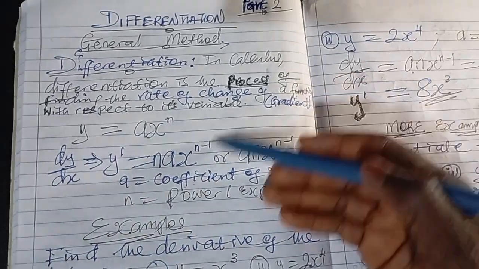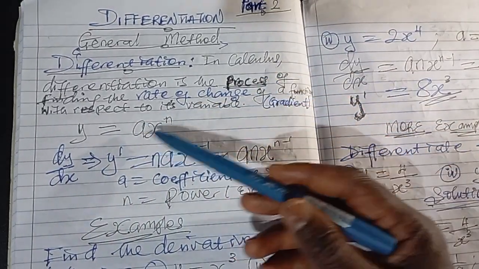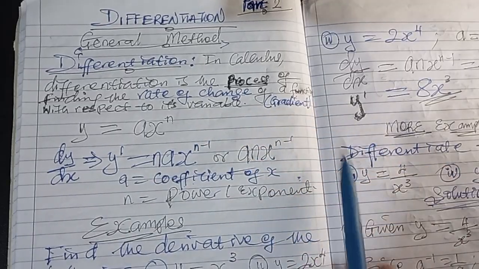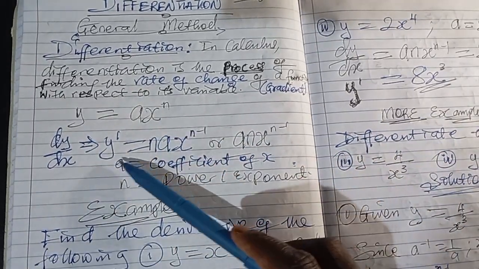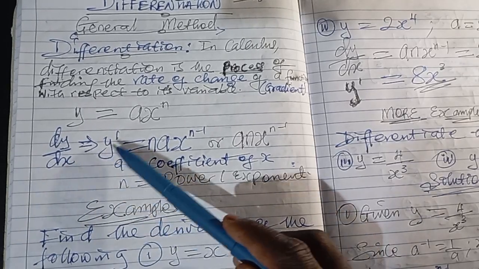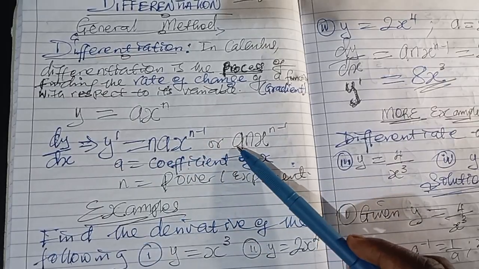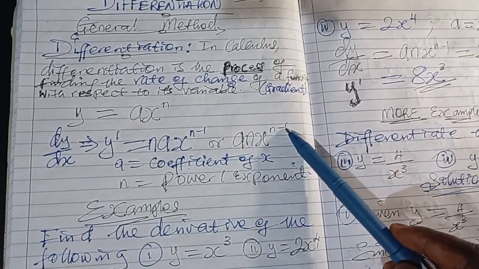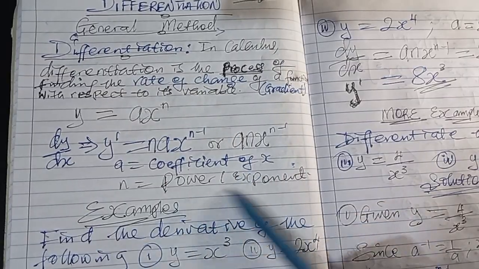We said differentiation is the process of finding the rate of change of a function with respect to each variable. Now, this is assuming y is ax raised to power n, the derivative, which is dy dx or y prime, is n ax raised to power n minus 1, or a n x raised to power n minus 1, where a is the coefficient of x, n is the power.